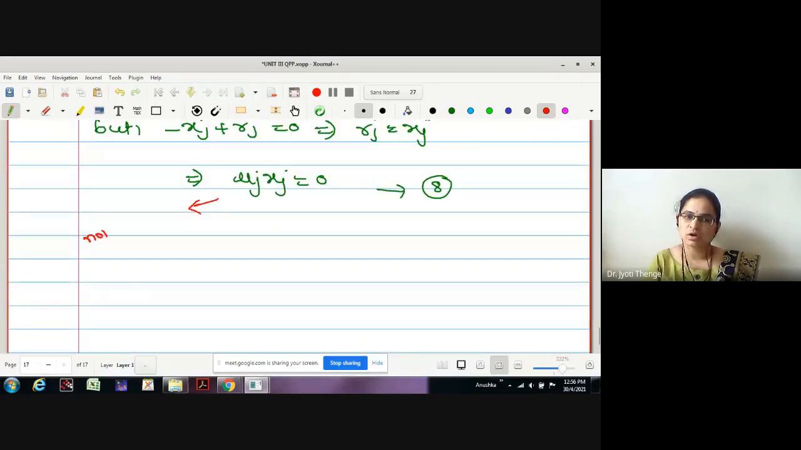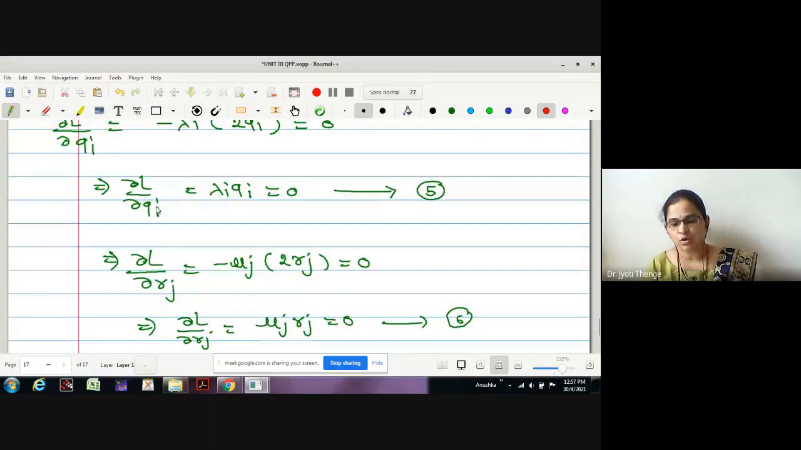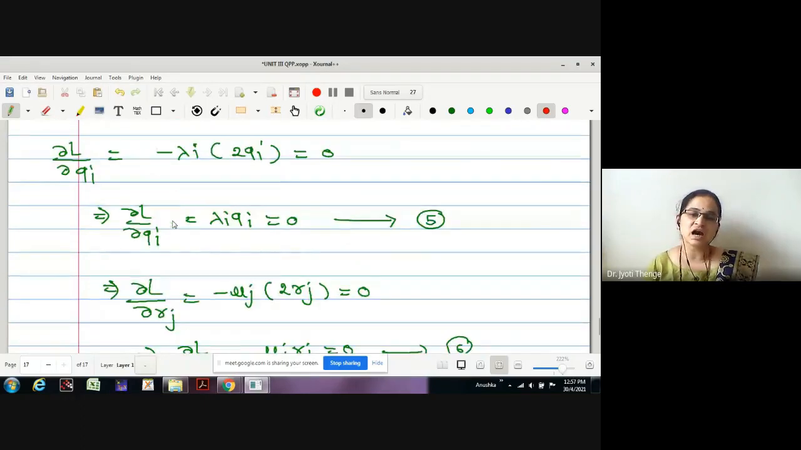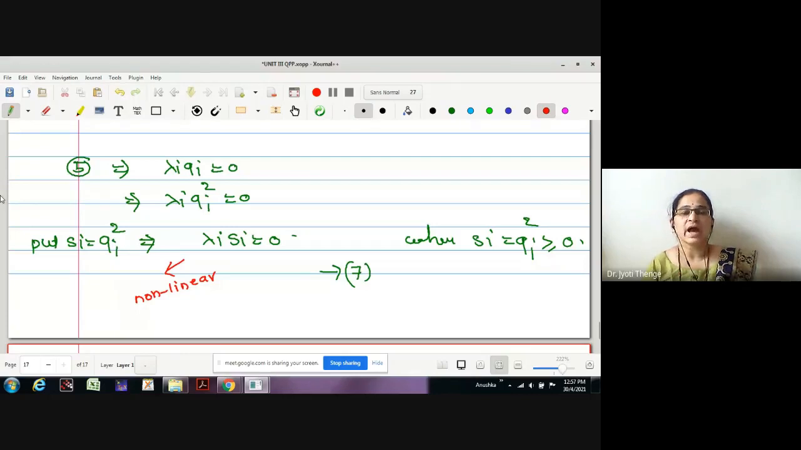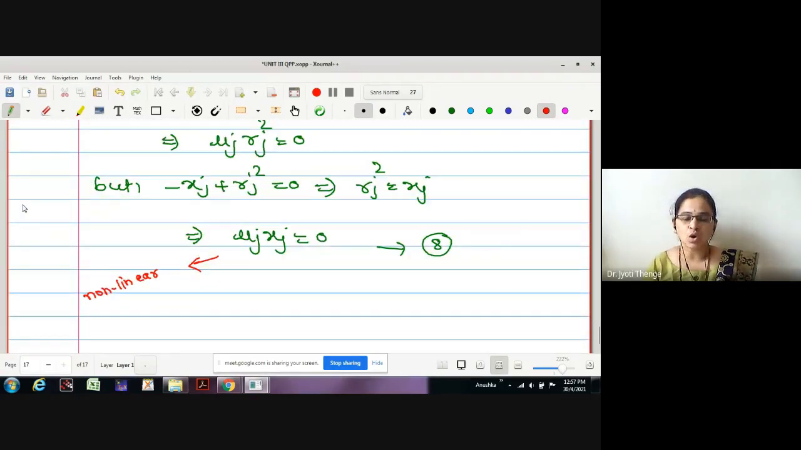This is also a non-linear equation. Therefore, except these, all the previous equations are linear equations in the variables. Therefore, these are actually giving us the necessary condition. Rather, those are the Kuhn Tucker conditions, linear Kuhn Tucker conditions, subject to these non-linear conditions. And these non-linear conditions are called the complementary slackness conditions.